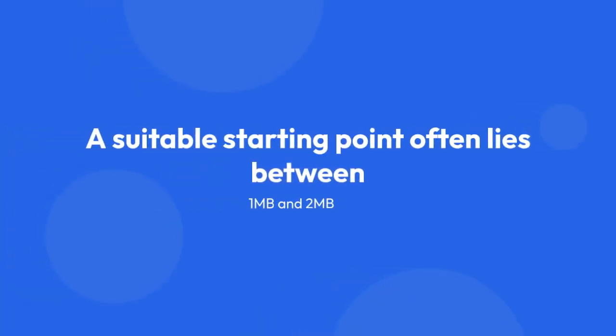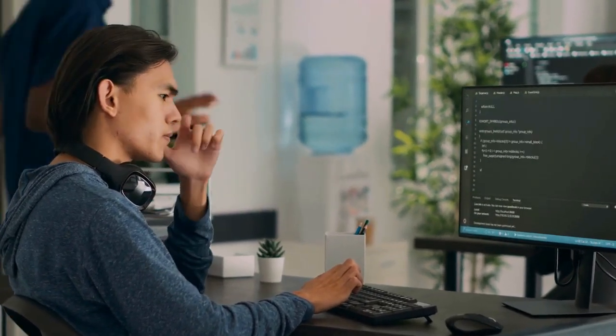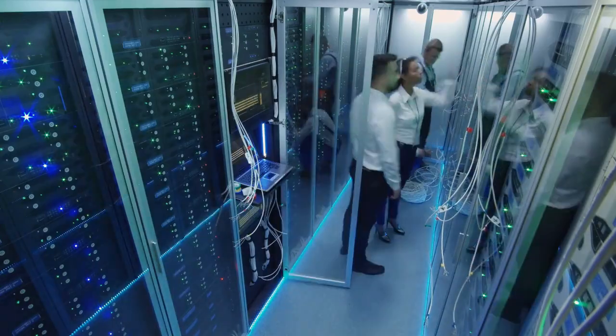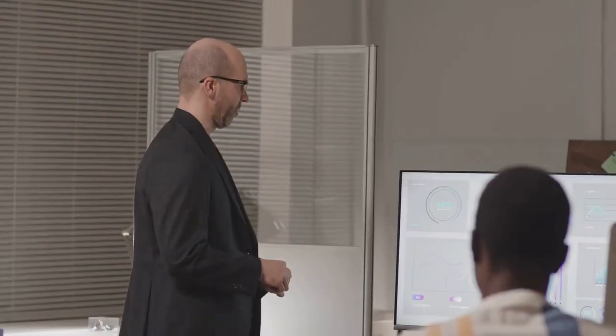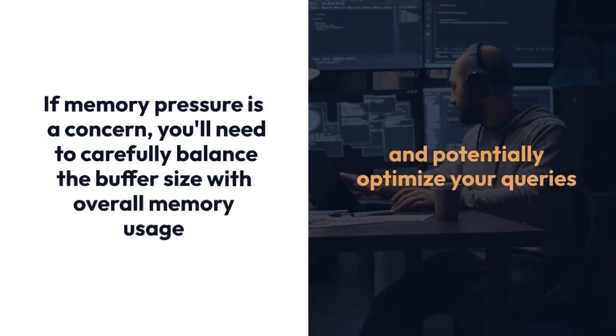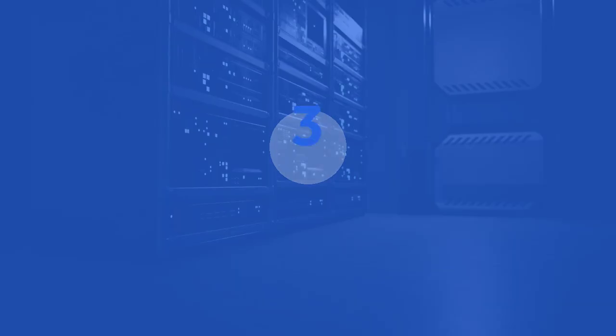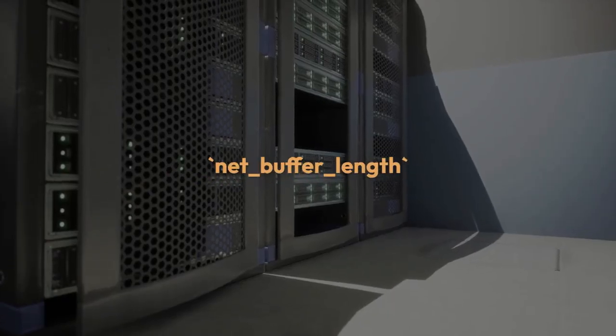A suitable starting point often lies between 1 MB and 2 MB, and adjustments are made based on the size and complexity of your queries. Watch out for queries that take a long time to sort. A larger buffer may help. If memory pressure is a concern, you'll need to carefully balance the buffer size with overall memory usage and potentially optimize your queries.